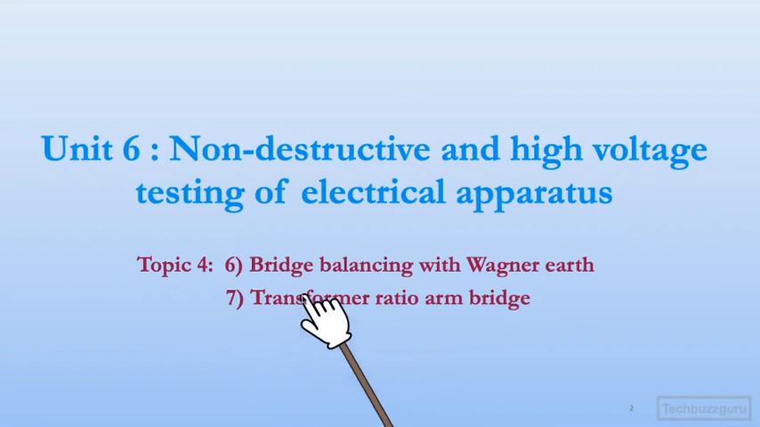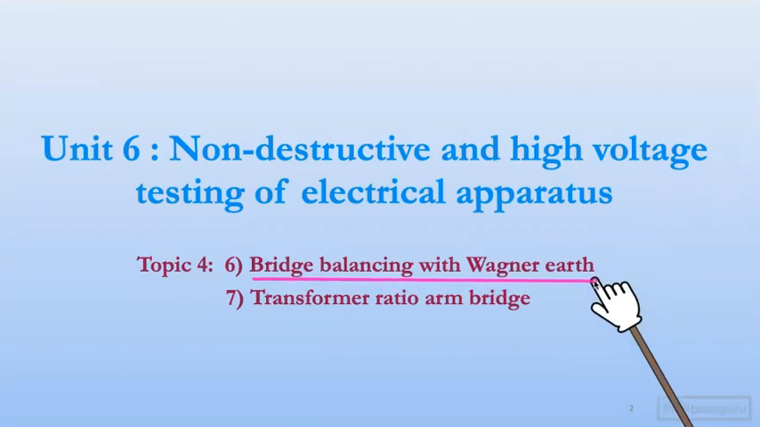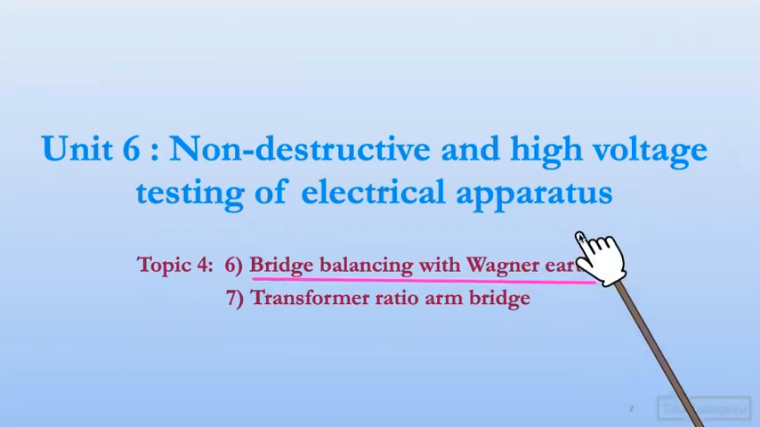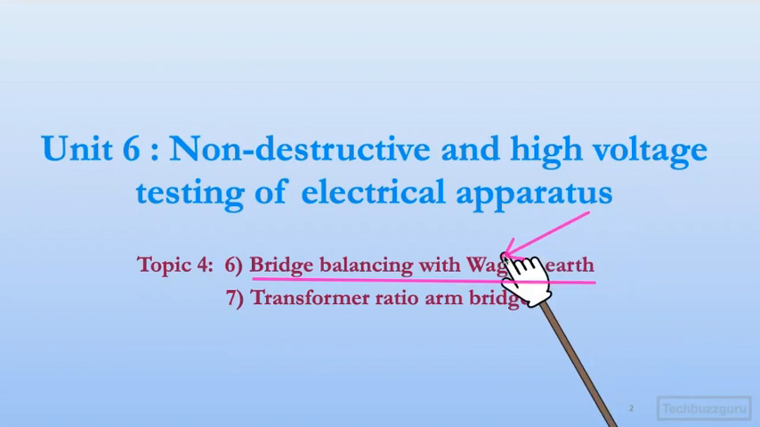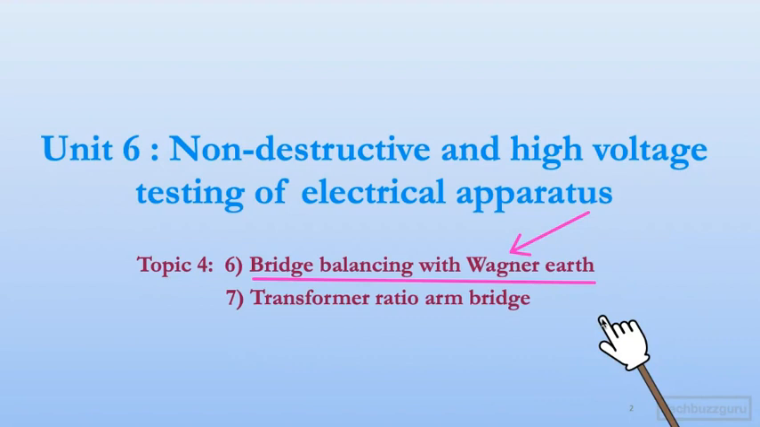Let us check. The first method is related to bridge balancing with a Wagner earth. So pay your attention to the Wagner earthing device. This is a special indication whenever the question is asked: explain the operation of the Wagner earth device or a special balancing arrangement with respect to stray ground capacitances. In that case, a Wagner earth type of arrangement with a 6-arm bridge will be considered. That is the first method.